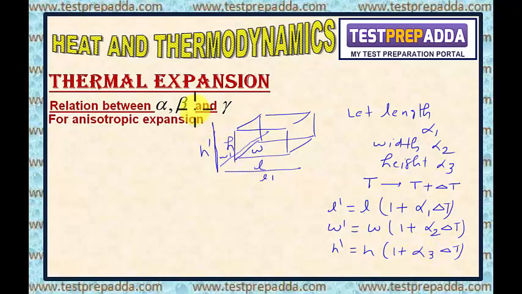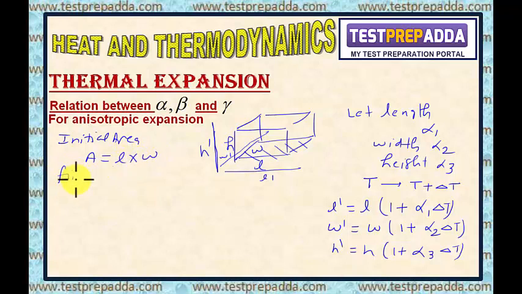Now, first the relation between this beta and alpha. For that, I will find the area. Let us say this surface. So, what is the initial area? Initial area A is L into W.